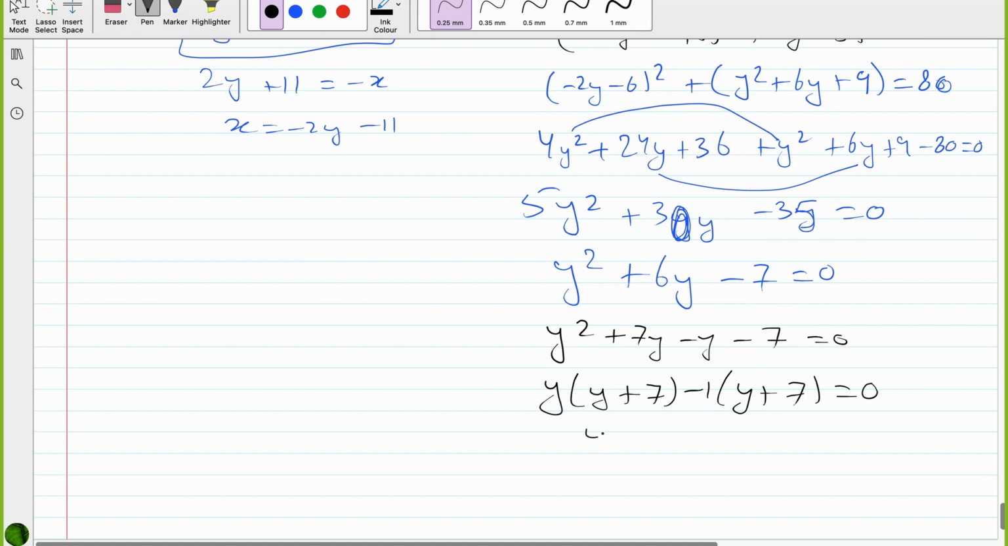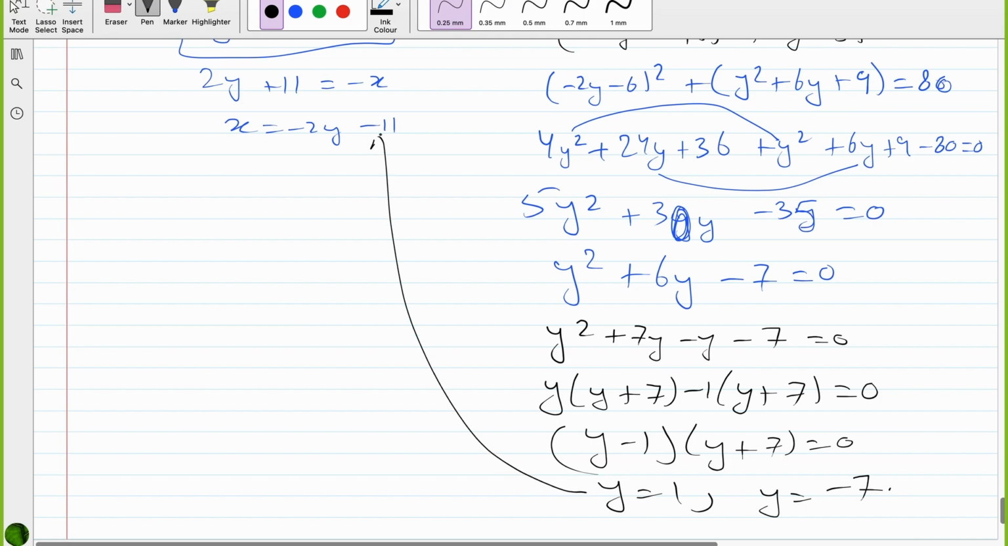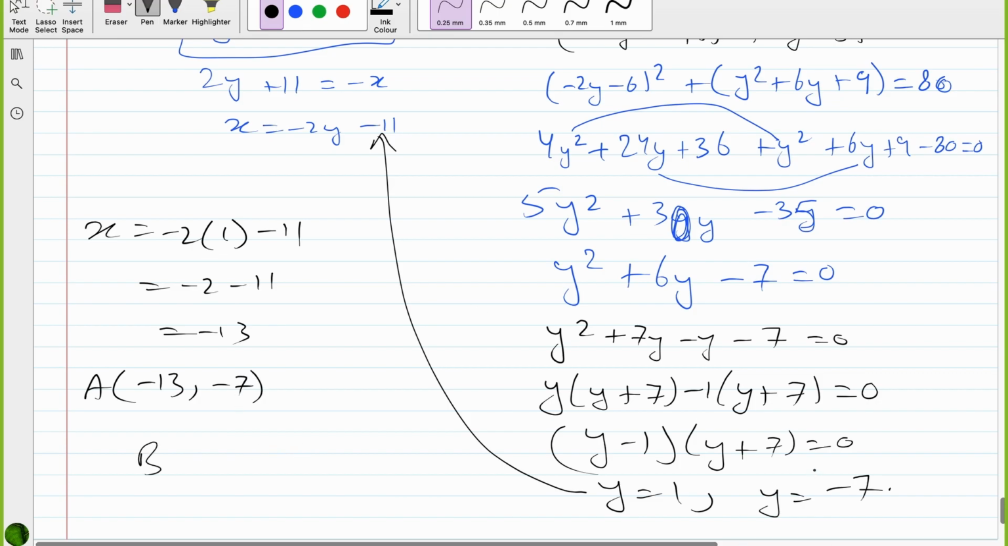So I'm getting two values. I'm actually speeding up before the session ends at 40 minutes. y = 1 and y = -7. Once we have these, plug this back in: x = -2(1) - 11, which is -13. So one of the coordinates is (-13, 1). The other is found by substituting -7 in the same equation: -7 times -2 is plus 14, 14 minus 11 is 3. So x = 3, y = -7.